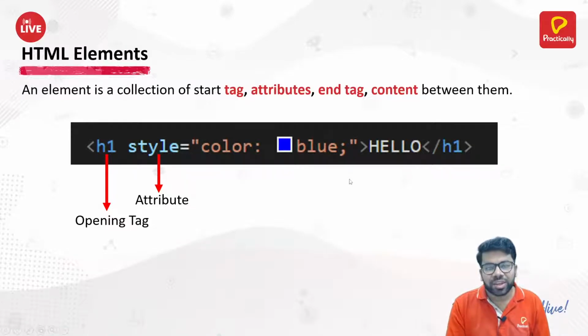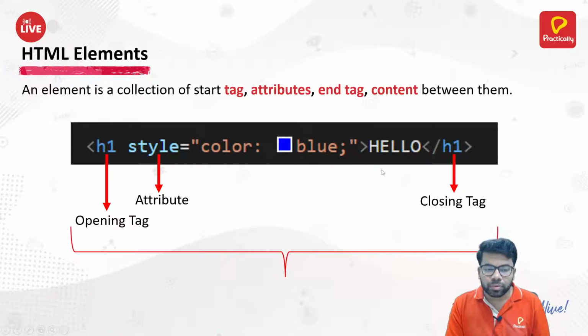We can give this hello a different color, a different style, a different font size. We can change the position using this style attribute. And this thing is the closing tag, as you know, with a /. We are opening one tag and closing the same tag. This whole thing becomes an HTML element.